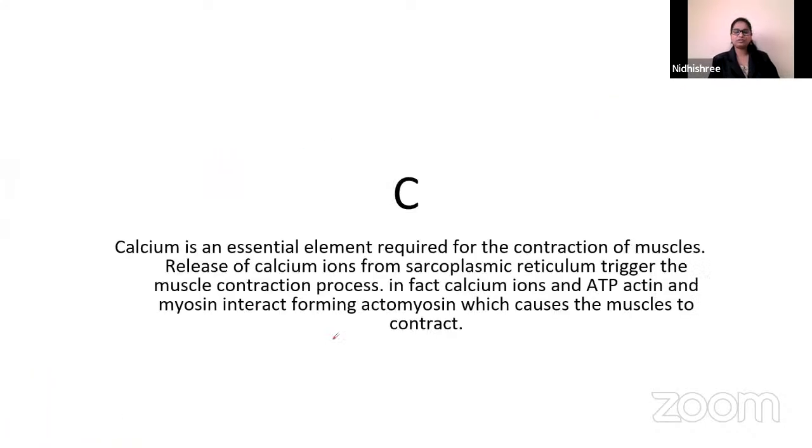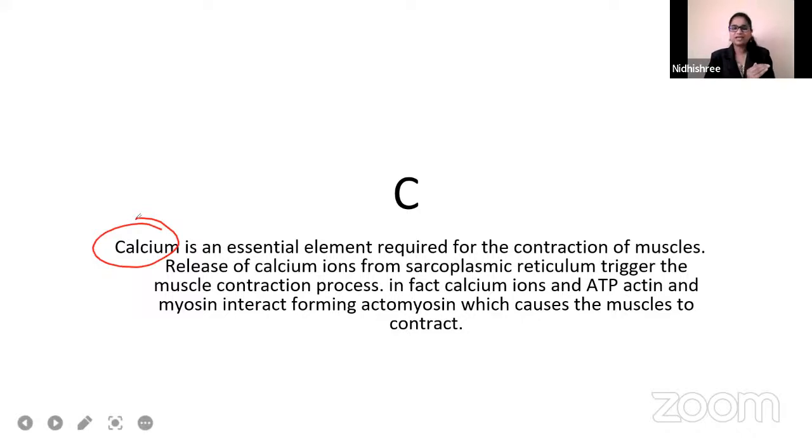Let us review the concept related to it. Calcium is an essential element required for the contraction of muscles. Release of calcium ions from the sarcoplasmic reticulum triggers the muscle contraction process. In fact, calcium ions and ATP, actin, and myosin interact, forming actomyosin, which causes the muscles to contract. So here we have to concentrate on, no doubt, calcium is responsible for muscle contraction.